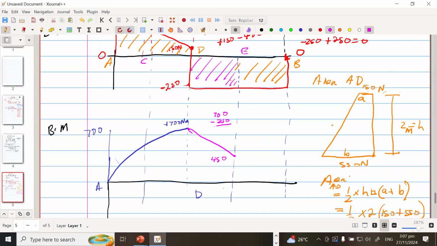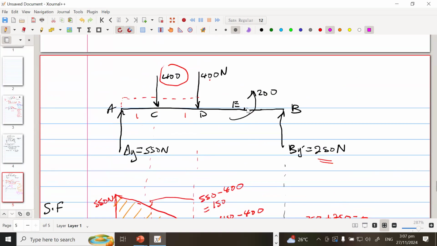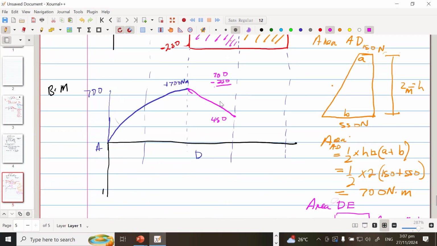So here now you're going to add, instead of it just being a positive, it's positive, but its effect is going to be a negative effect. So therefore it's going to be minus 200 from this. So it's going to give you 250.